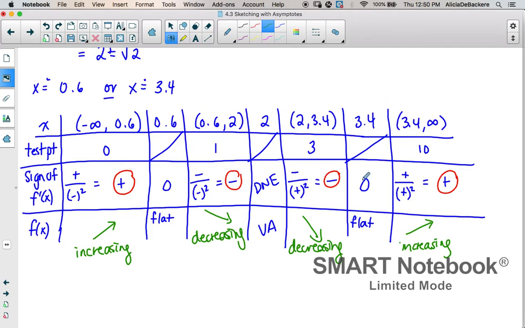And so again, at this second critical number, I see that I switch sign from negative to positive. That tells me that there is, in fact, a minimum at that point.